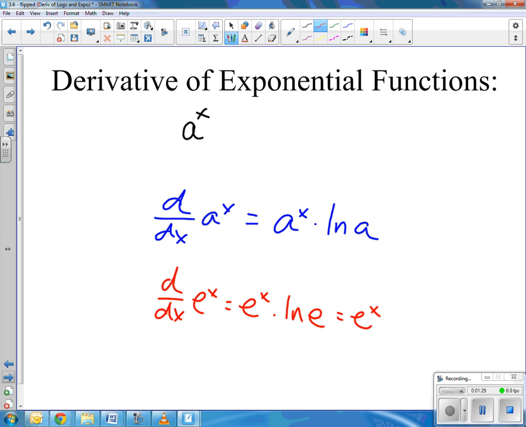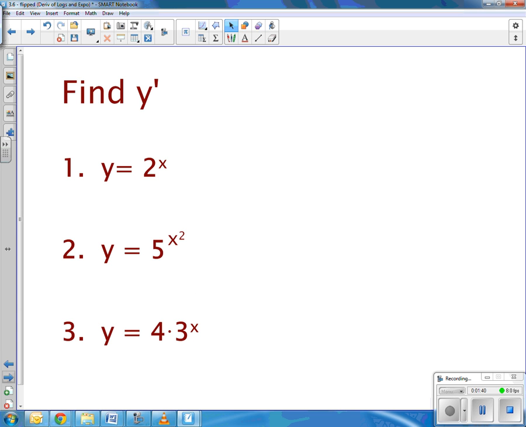Now, if the base is not e, if it's another number, like 2 or 5, we do have to tack on that little extra piece of that natural log of the number. So let's take a look at a few examples of what this looks like. For example number 1, we have y equals 2 to the x. So if I'm finding y prime, I'm going to start with the derivative of the actual exponential again. So it's 2 to the x multiplied by the natural log of the base, which in this case is 2. And then that's our derivative.